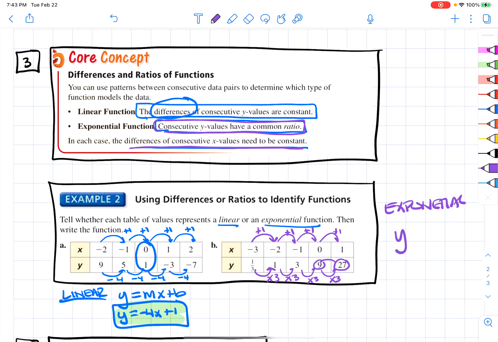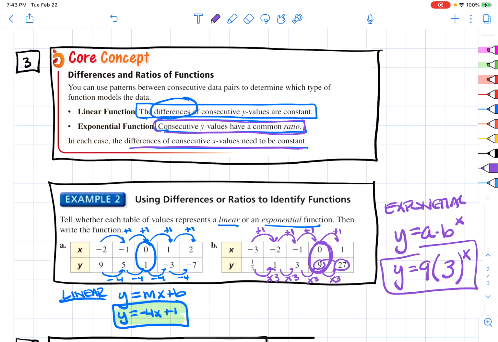Okay, so we can start off by saying y is equal to a times b raised to the x. A is the initial amount. And we can see that here, our initial amount, 0, 9. So I'm starting with 9. So y is going to be equal 9. B is going to be that ratio that we were raising. So 3, and then raised to the x. So this represents our exponential function for part B. And that's how we do everything in that third box.